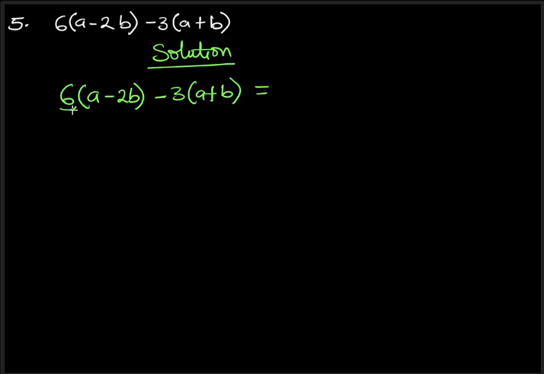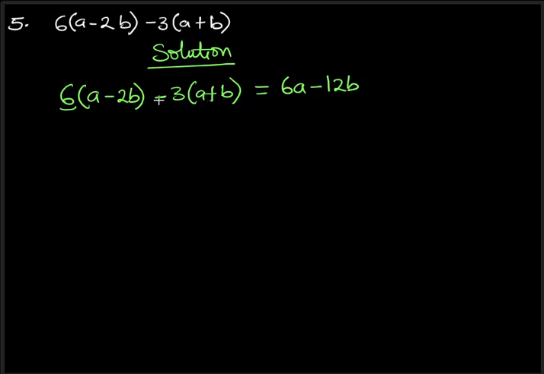We have two brackets. 6 is multiplying this bracket, and then minus 3 is multiplying this other bracket. So let's see. 6 times A is 6A, and then plus times minus, minus 6 times 2B will give us minus 12B. We are done with this bracket, so we move to the next bracket.